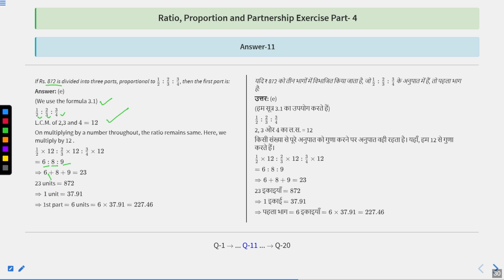Now the question says that 872 rupees is divided into three parts. So the sum of all these three parts is equal to 23. So 23 units is equal to 872, because we have total amount 872. So 1 unit value is 37.91. Clear? Now the question says it is divided into three parts. What will be the first part? First part is 6 units. So we multiply 37.91 by 6. So we get 227.46 as the correct answer.